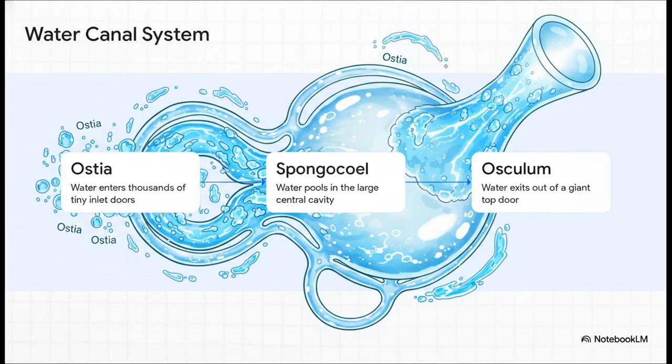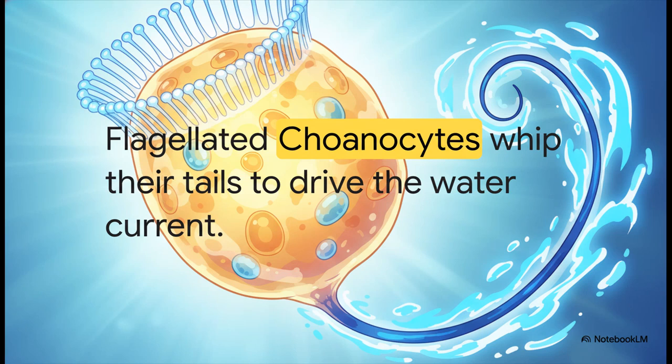Their water canal system is basically like a bustling city infrastructure. Check this out. Step 1, water enters through thousands of these tiny inlet doors called ostia. Step 2, all this water pools into a giant central cavity called the spongiocele. And step 3, the water gets pushed out of a massive exit door right at the top, which is known as the osculum.